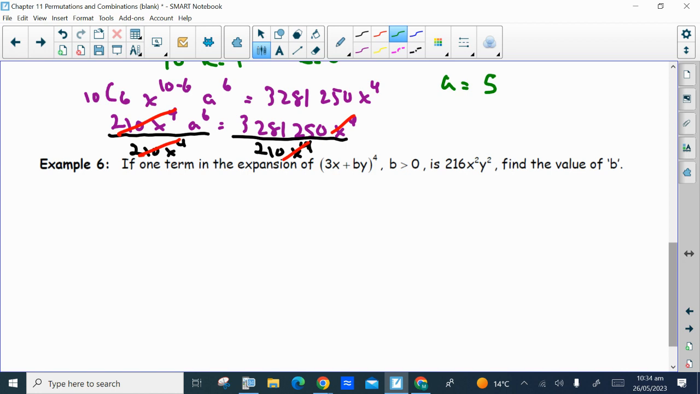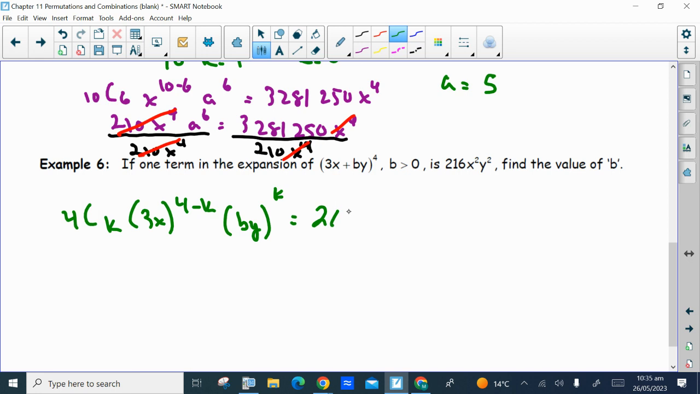Number 6, similar to the one we just did. One term in the expansion of (3x + by) to the fourth, where b is greater than 0, is 216x squared y squared. Find the value of b. Again, we know what n is. We need to figure out what k is, and then we can find out what b is. We know that n is 4, so using the general term, it'll be 4Ck. The first term in the binomial, 3x, is raised to the power 4 minus k, the second term, by, is raised to the power k, and that must equal 216x squared y squared.